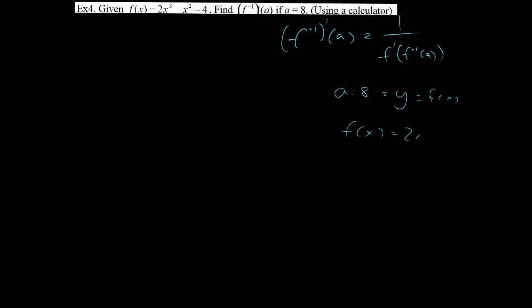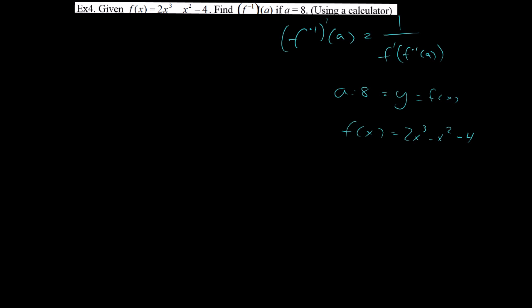So here we go. Given that our function is this, find the derivative of the inverse at a when a is 8. So let's list out the things we know and we need to find. We know that the inverse derivative at a is equal to 1 over the derivative evaluated at our inverse function of a. We know that a is equal to 8, and this is equal to our y, which is equal to our f of x. We know that f of x is equal to 2x cubed minus x squared minus 4.